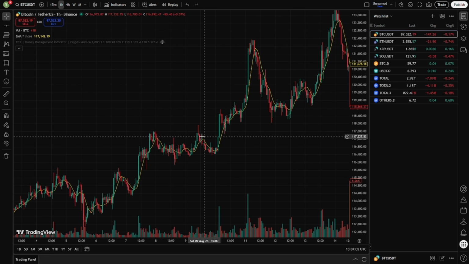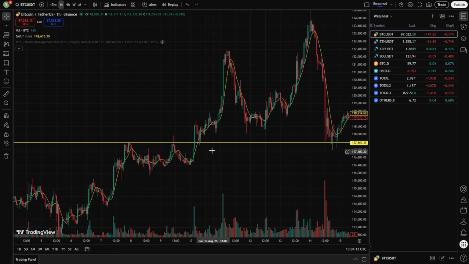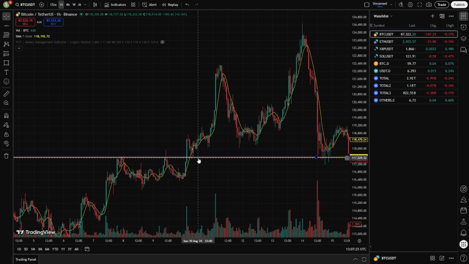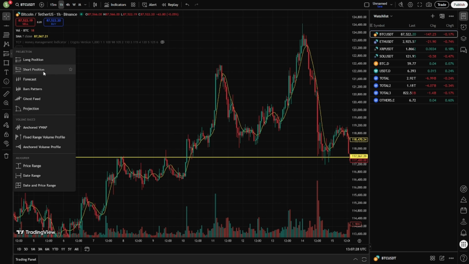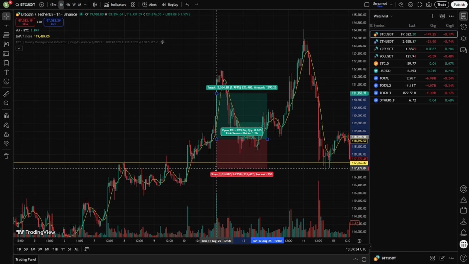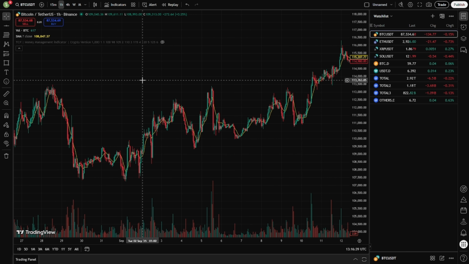We have another instance here. We had this resistance area that price touched 2 times and it got rejected 2 times, and after the third touch we see that it broke it and closed above it with this huge candle, and it made a pullback to it and then it pumped. We could enter our trade around here and put our stop loss over here and we would get a risk to reward ratio of 2.